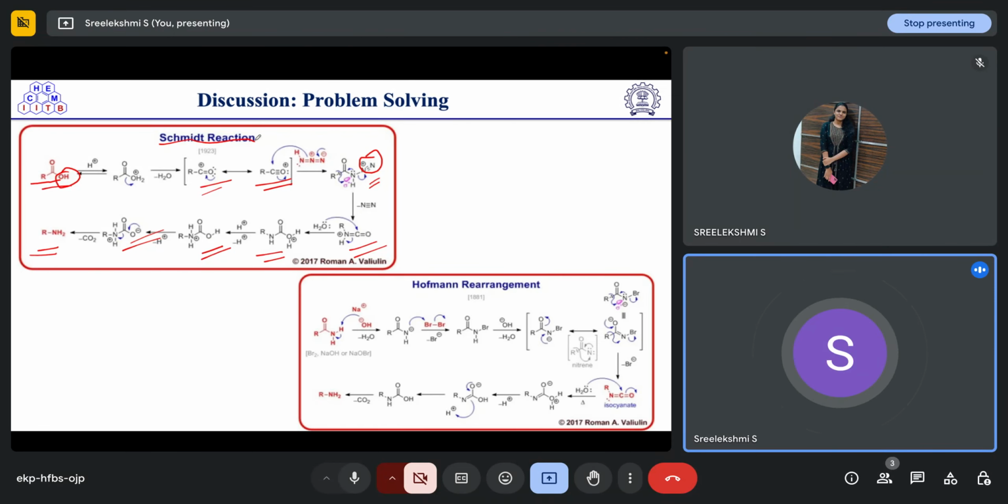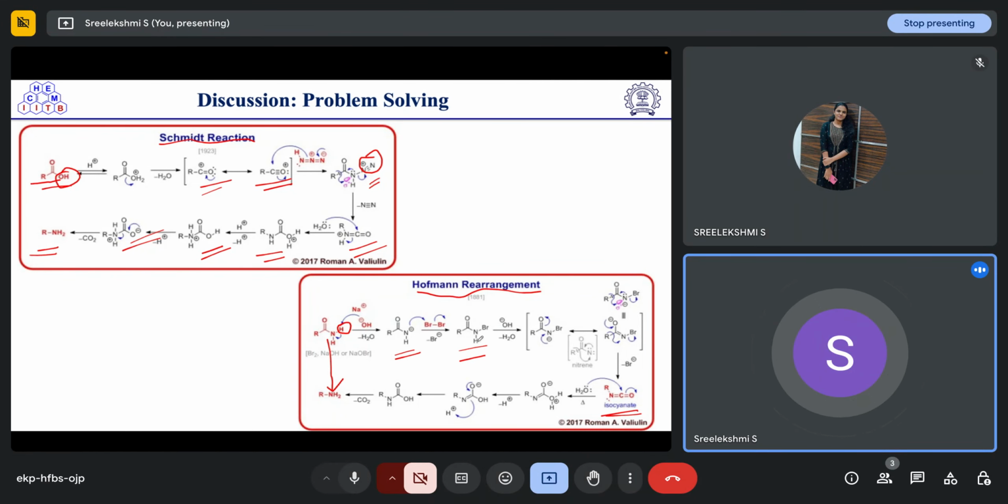Moving to the next reaction, that is Hofmann rearrangement, which is also proceeding through the same isocyanate intermediate. So here we are converting an amide into this amine. First, in the presence of a base, that will take one of the amide protons to form this intermediate. Then when we are treating with bromine, this N minus will attack this Br plus and Br minus will leave to form this intermediate.